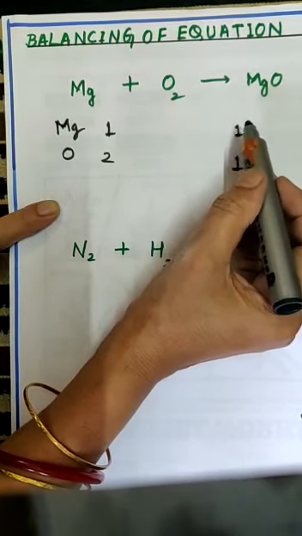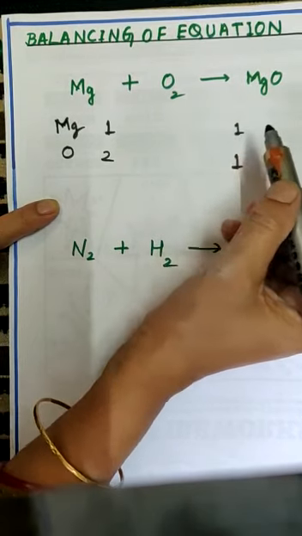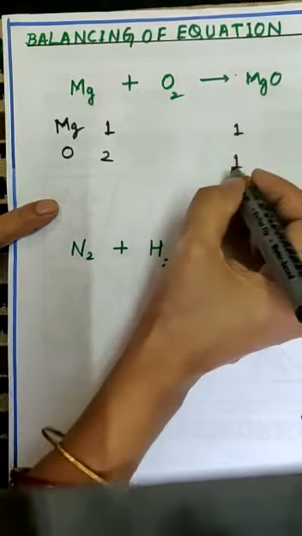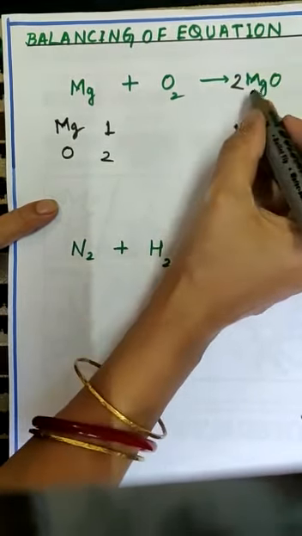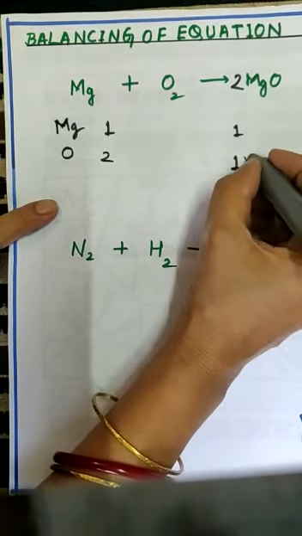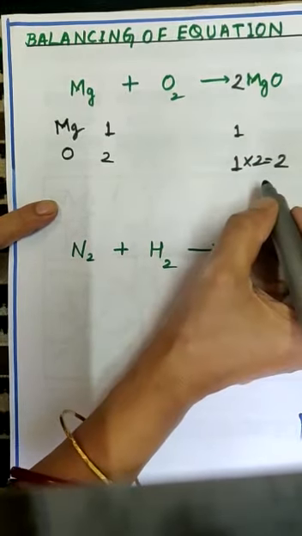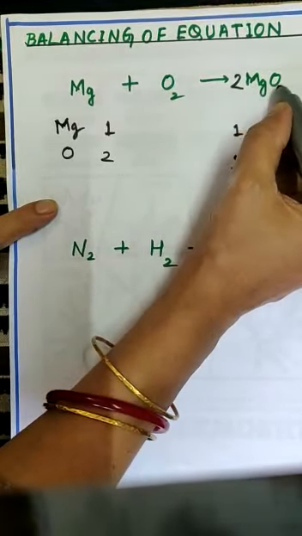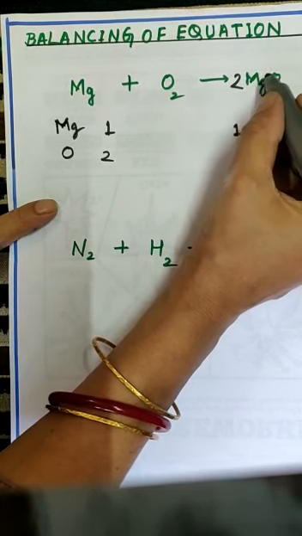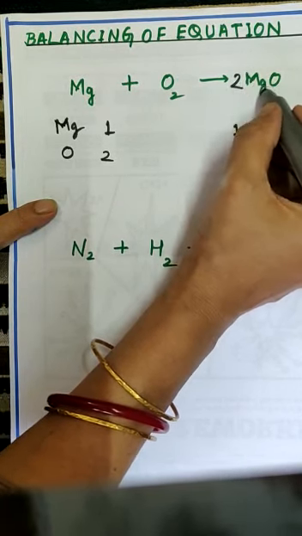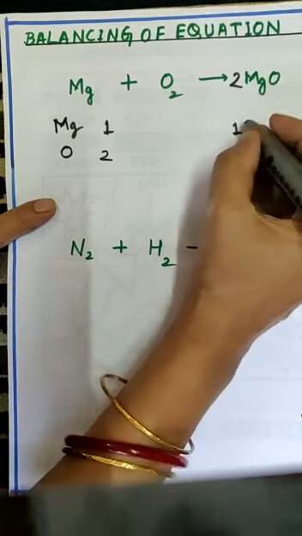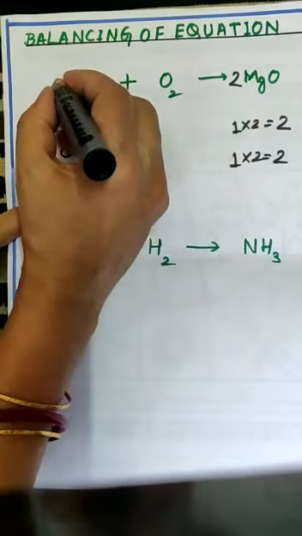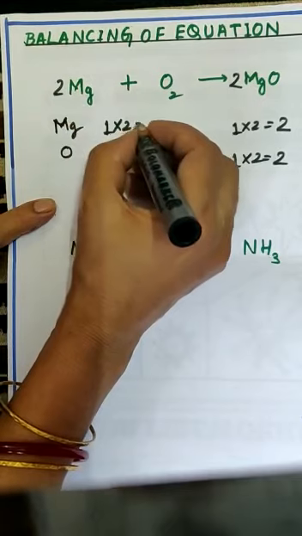We can always increase the number of any atom or molecule by writing a number before the formula. So if we write here 2, then it has become 2 oxygen atoms. So oxygen atoms are balanced now. But what about magnesium? Magnesium has also increased, because in one molecule of magnesium oxide, if there is 1 atom of magnesium and 1 of oxygen, then in 2 molecules there are 2 of magnesium and 2 of oxygen. So it has become 2. Now to balance magnesium this side, we have to make it 2. 1 into 2, that is 2.